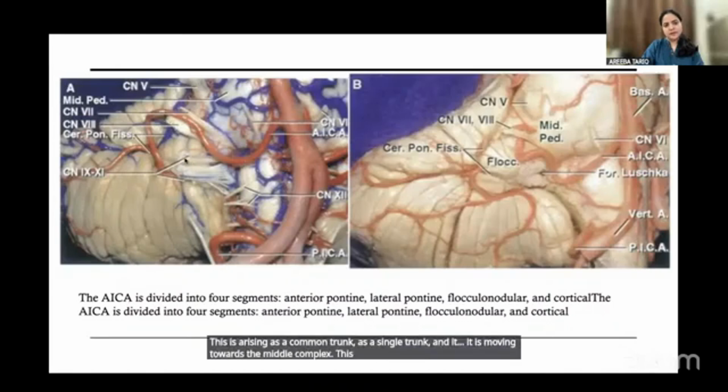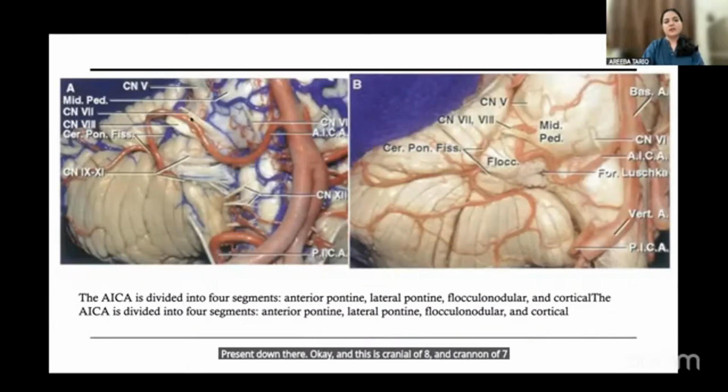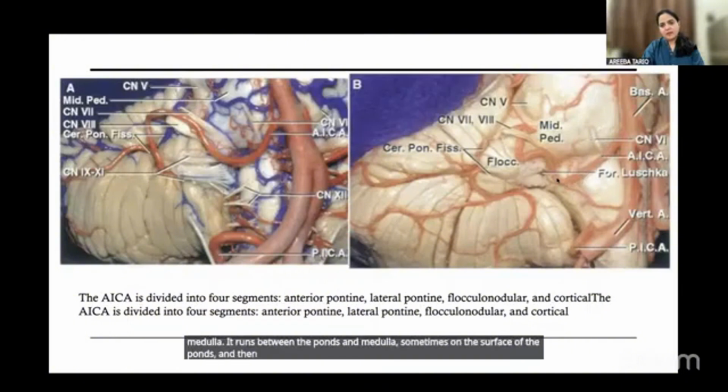These are cranial nerves 9, 10, 11, 12, which are associated with PICA. PICA is basically present down there. And this is cranial nerve 8 and cranial nerve 7, the 2 cranial nerves that are very closely associated with the AICA. As we can see, after arising, this is the pons and this is the medulla. It runs between the pons and medulla, sometimes on the surface of the pons, and then it makes a course.